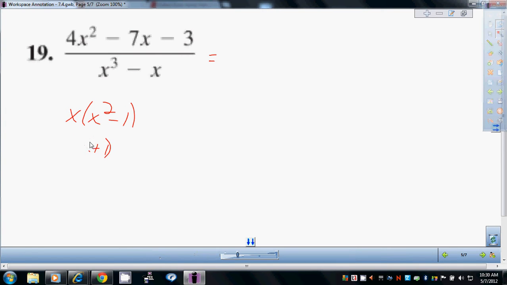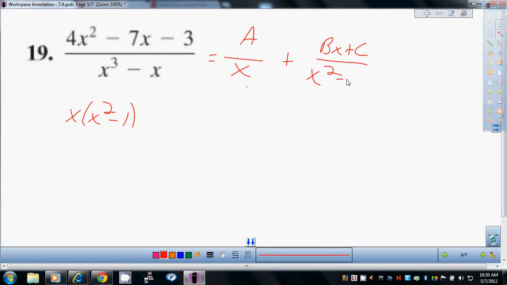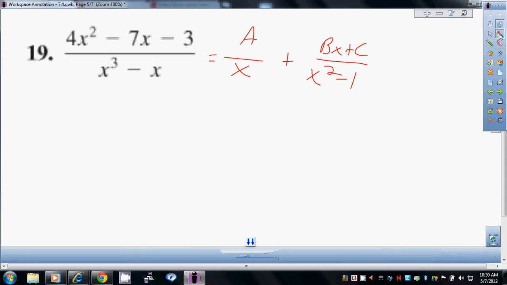Actually, you know what? For the sake of practice, let's do one like we had been setting up before. A over x, let's assume we didn't see the second factoring, so plus Bx plus C over x squared minus 1. But either one would have worked if I had just made another one. B over x plus 1 plus C over x minus 1. You wouldn't have needed the x up here, but since we stopped there.